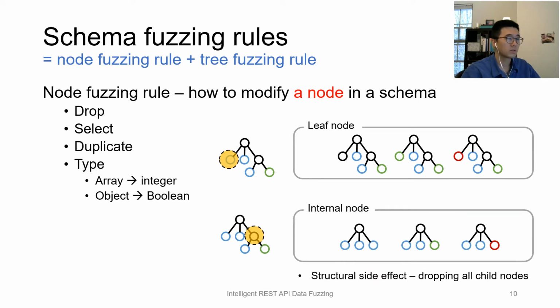The node fuzzing rule type is a little bit different. It changes the type of the node instead of the structure itself. For example, you can change it from string to integer or from integer to boolean. However, there will be some structural side effect when you change the type of an internal node. Like when you change from an array into an integer, all the array items or the child nodes will be dropped. So that's the structural side effect for the type rule.